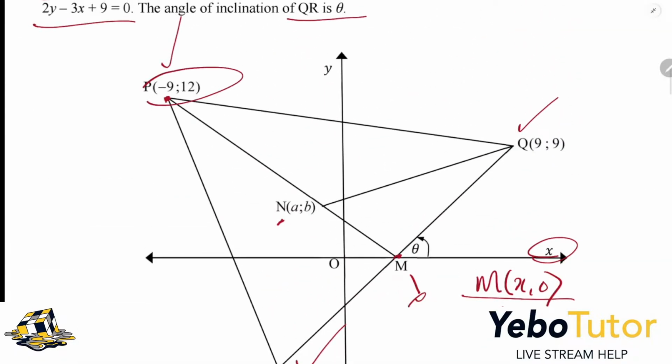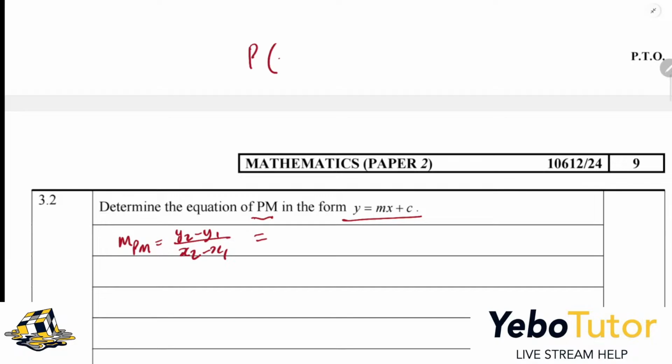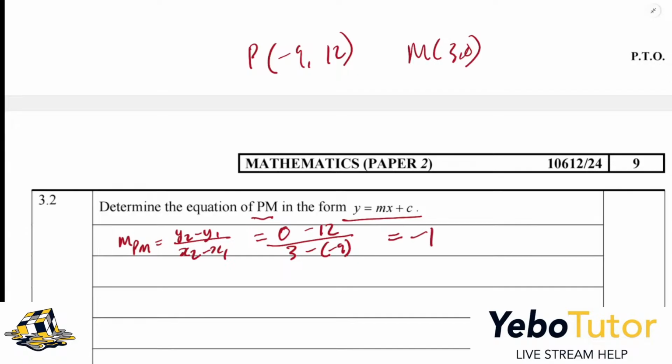This is given as (-9, 12). So let's write that down so that we don't forget. P is (-9, 12), and M is (3, 0). So that can be 0 minus 12, divided by 3 minus (-9). Then of course you get your gradient, and your gradient is going to be equal to -1.